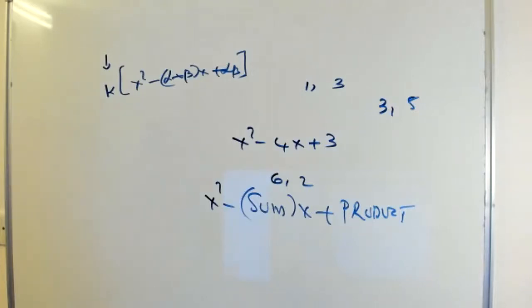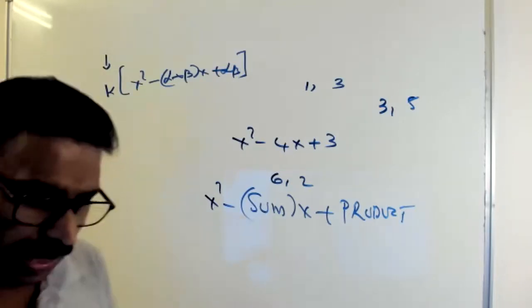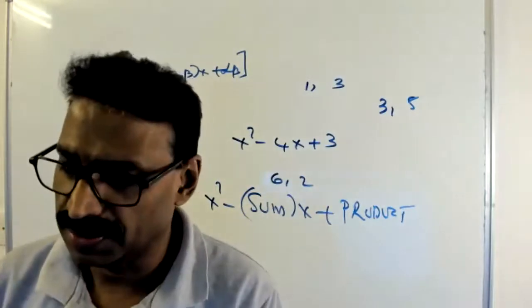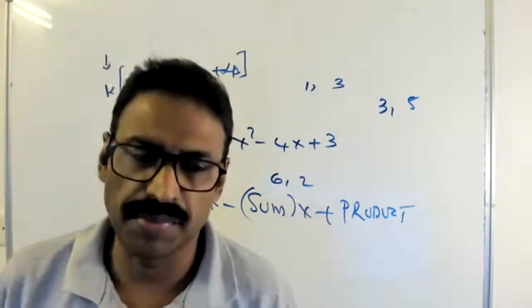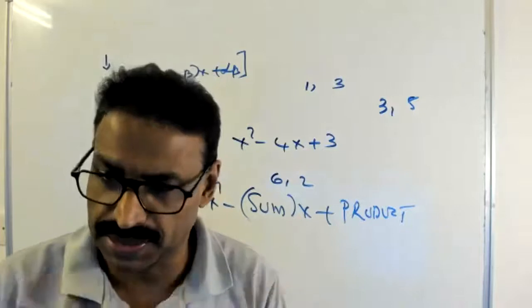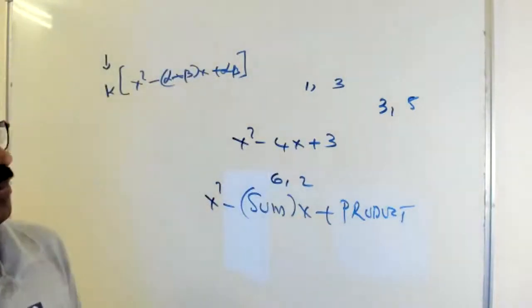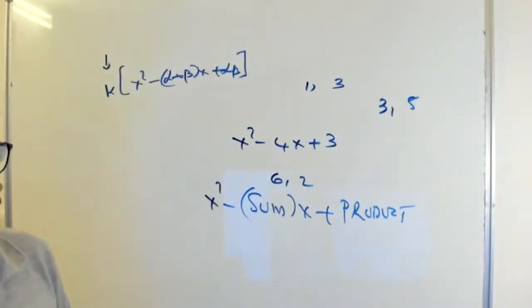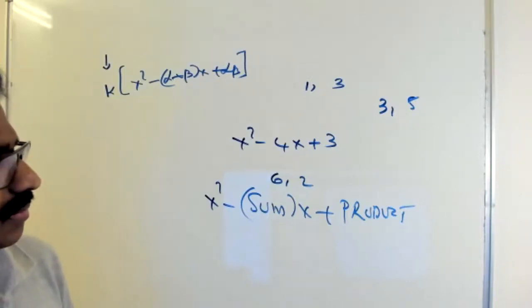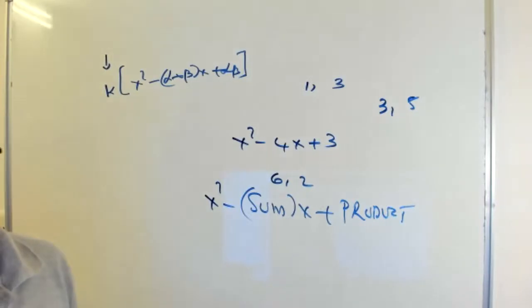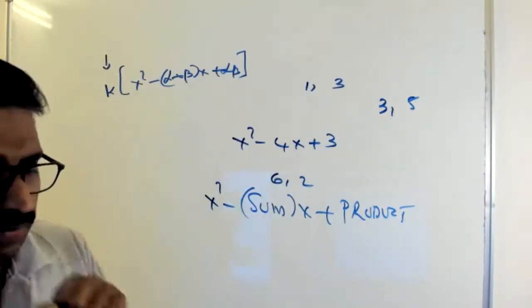X square plus 8x plus... x square minus 8x. Why keep on? See, minus is the default there. Understood? Like a minus b whole square, like that. So minus is the x square. Come on, start. X square minus 8x plus 15. Minus 15. Clear now?